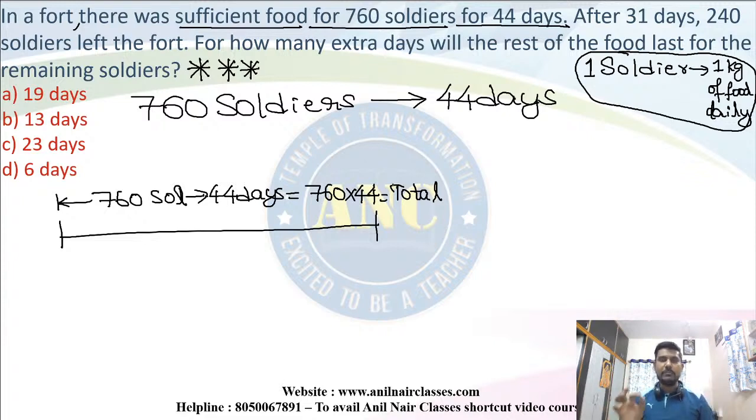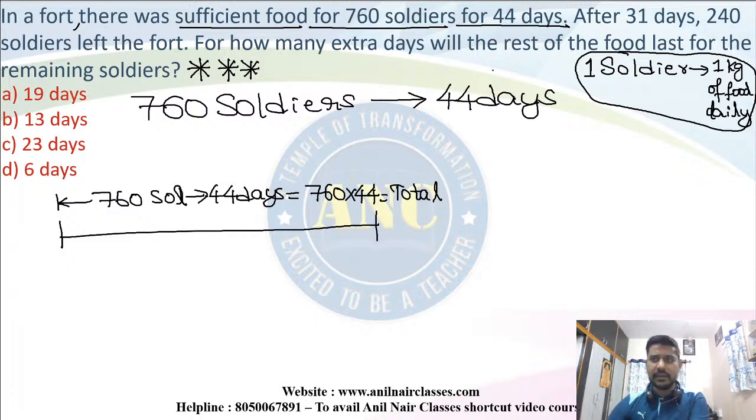Forget about 44 days. For 760 soldiers, in one day, 760 kgs of food is completed. But it is given in the question as 44 days. For one day, it is 760 kgs of food. For 44 days, the total kgs of food present initially is 760 into 44 kgs. So that is the total amount of work, or the total number of chocolates which are present, however the way you want to take.